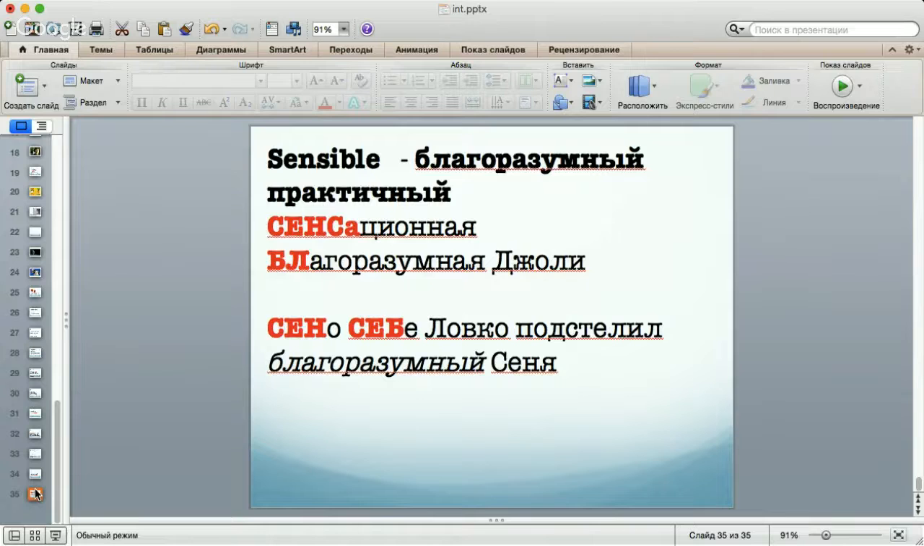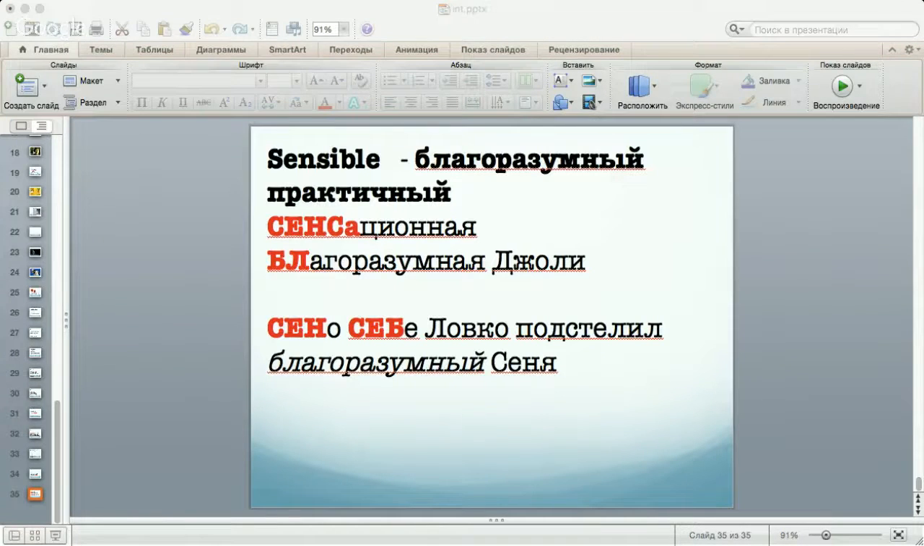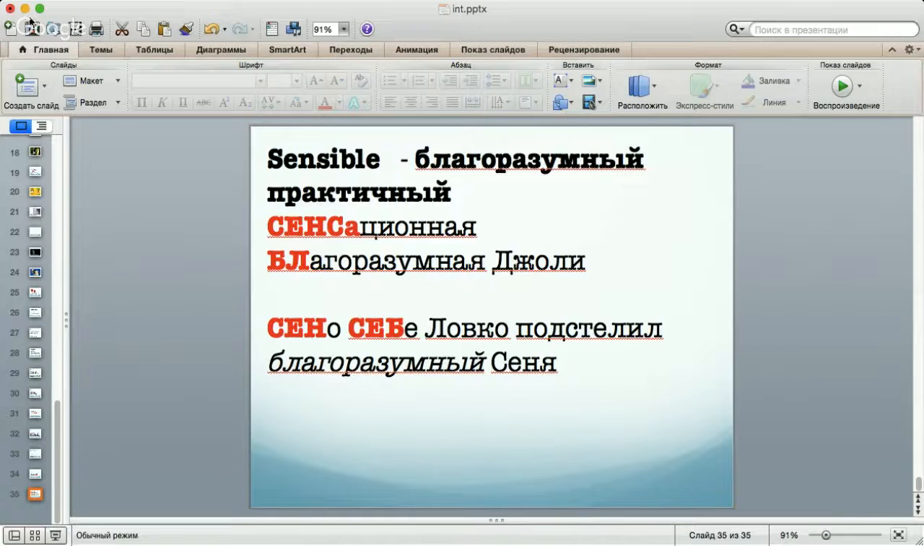And we can call her using the first word in the Russian association, because she is really sensational. Why not? She is an example of a great beauty. So please use this association to keep in mind this word. So I think that is the last word for today.